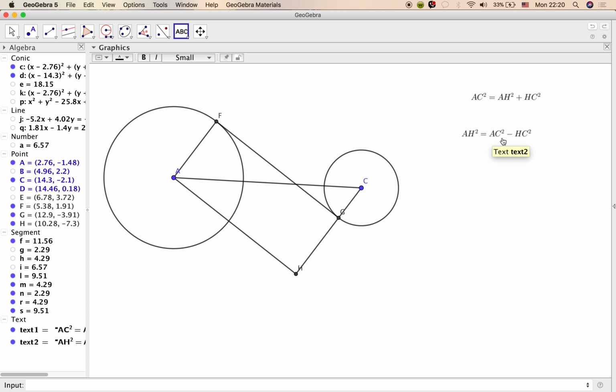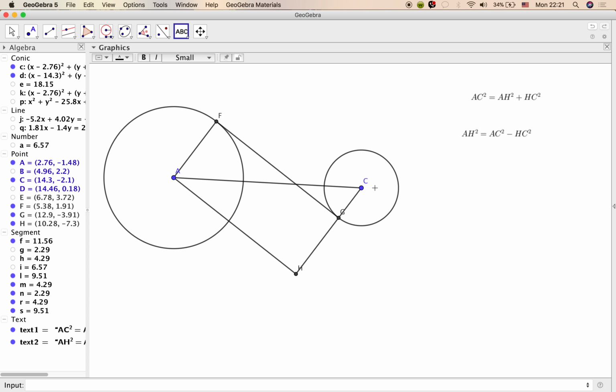AC squared is the distance between the two centers of the circles, and HC squared is just the radius of the big circle added to the radius of the small circle. So we're saying that AH squared is equal to AC squared minus HC squared. And we can check that right now given our values in GeoGebra.